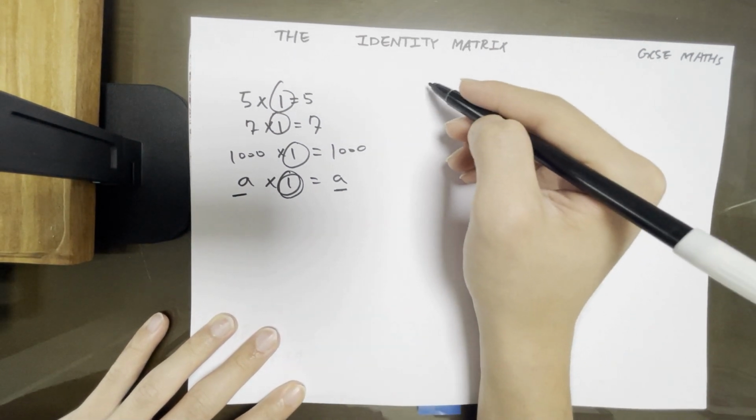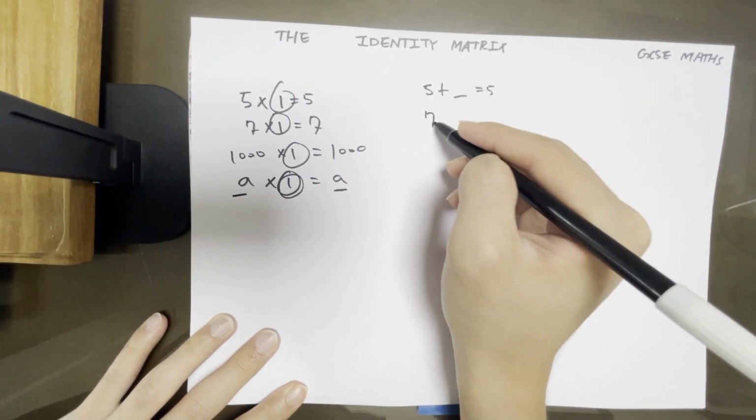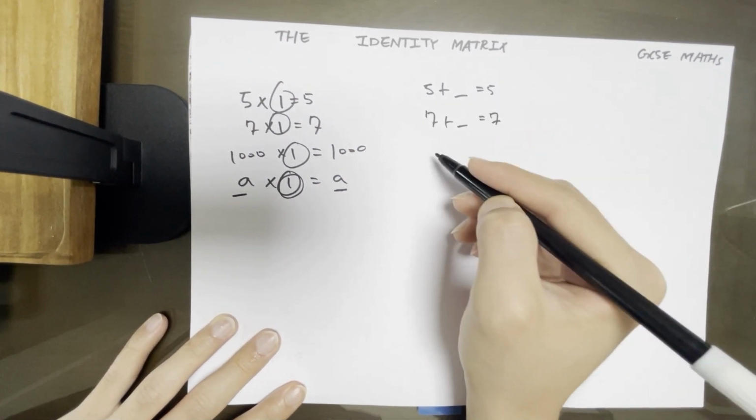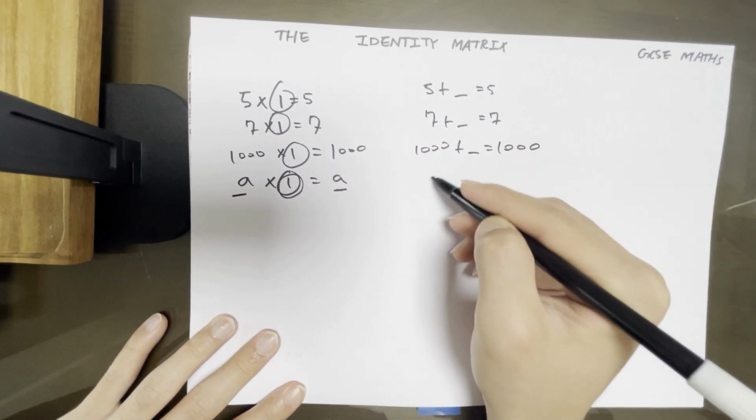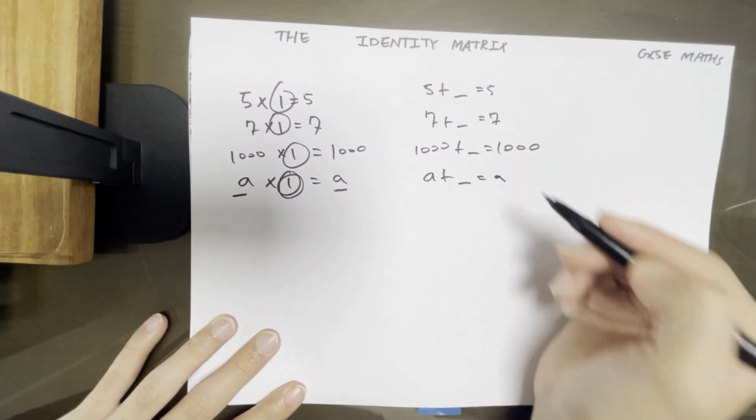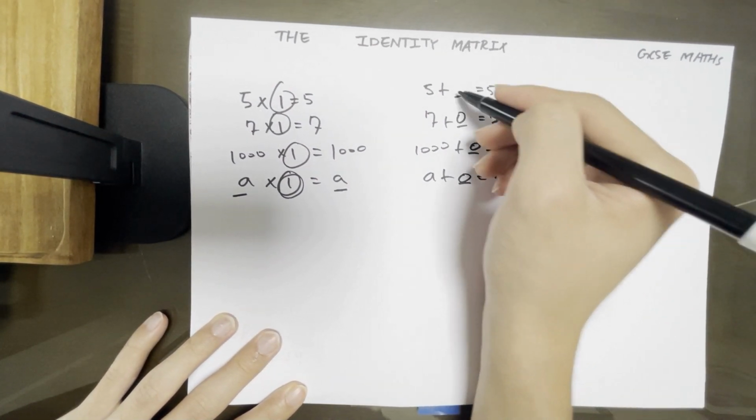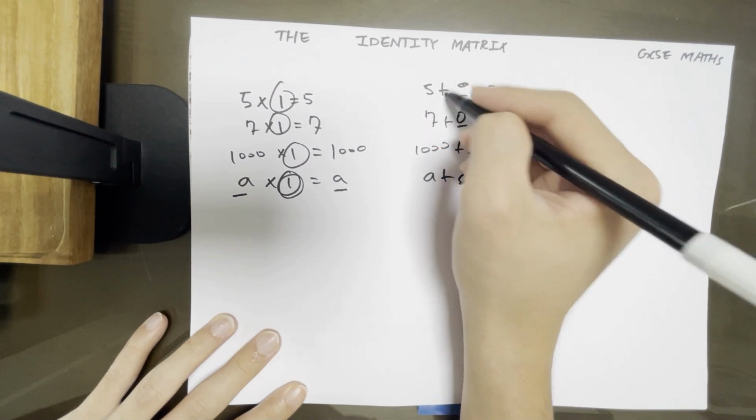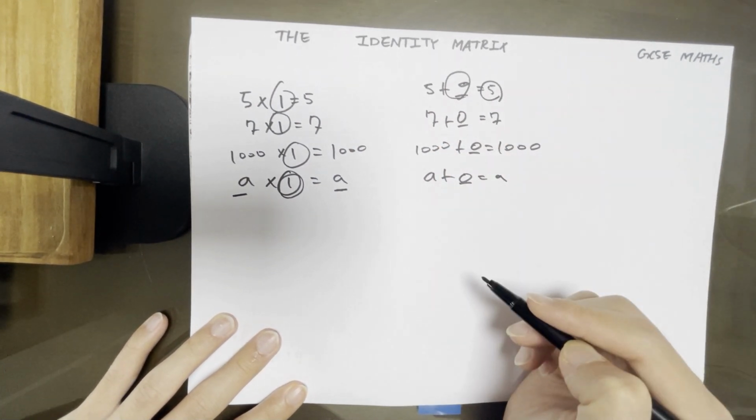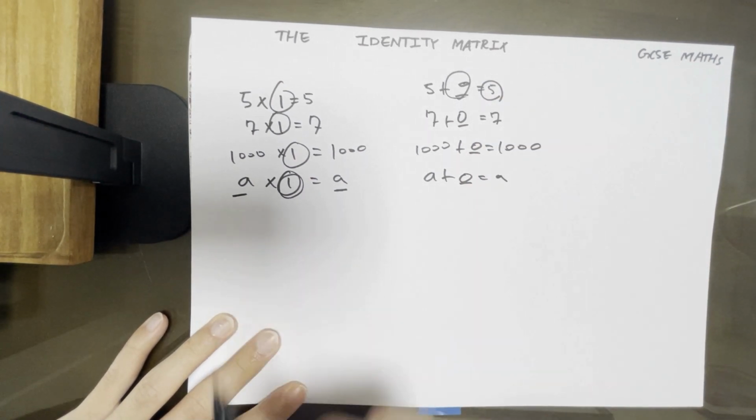Let's try addition. 5 plus something is going to make 5. 7 plus something is going to make 7. 1,000 plus something is going to make 1,000. And A plus something is going to make A. What is this number? 0, right? Whatever your original number is, if you add 0 to it, it's still going to give you your original number. 0 is the identity element for addition, and 1 is the identity element for multiplication.